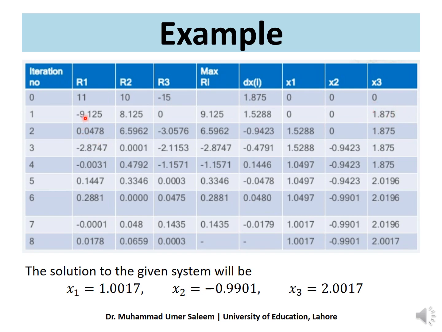And then you will find the residuals again. So these are the three residuals. The largest one is this one. So you will repeat that process. You will divide the largest by that diagonal entry, since this is in the first residue, in the first column. So you will divide this by A11. So you will get this value. So this is a change in the first. So your x1 will now be changed. 0 plus this dx will make it 1.5288. This is your new guess.